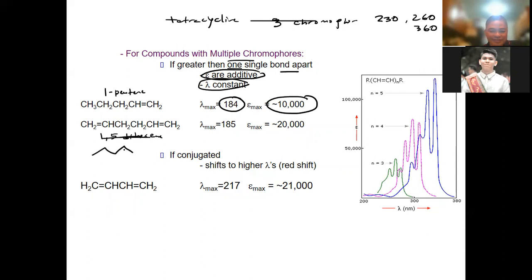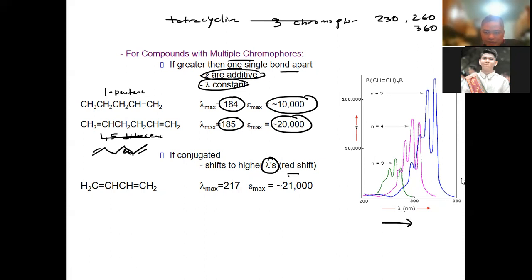Anyway, we all know it like this: 1, 2, 3, 4, 5, 6. Oops, should be like that. So the lambda max at 185 is this one. Now, if you have this one, this is a conjugated one. So what happened? If you have a conjugated one, your lambda max would redshift. It goes to a higher wavelength.